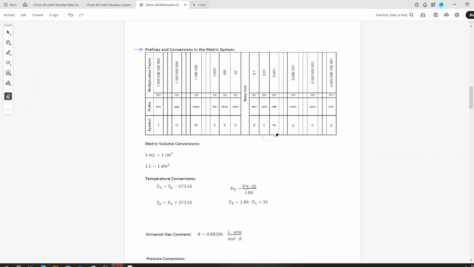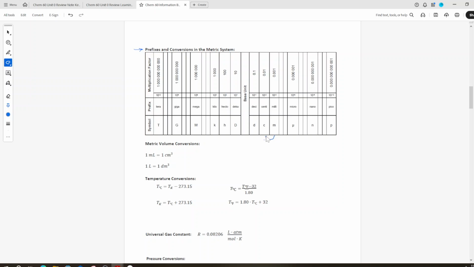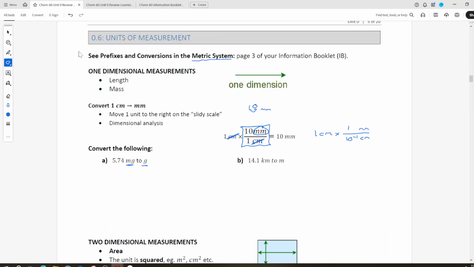So this time we're going to go from milli to grams. So we would go milli back to the base unit. So that base unit can be meters, grams, liters, whatever it's going to be. So maybe it's even a byte. But I went to the left 3 places. So I would go left 1, 2, 3 places. That would give me an answer of 0.00574 grams.